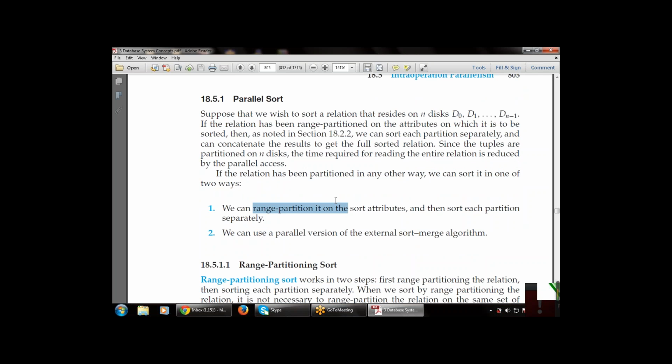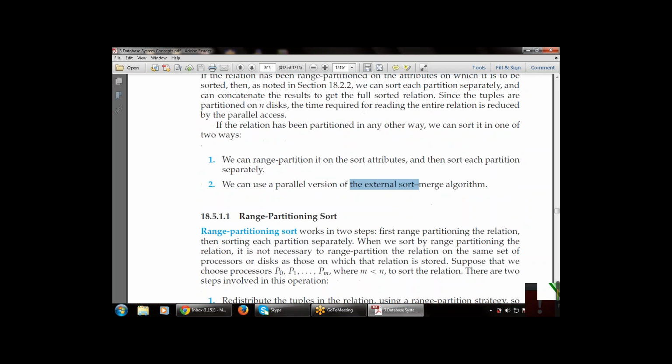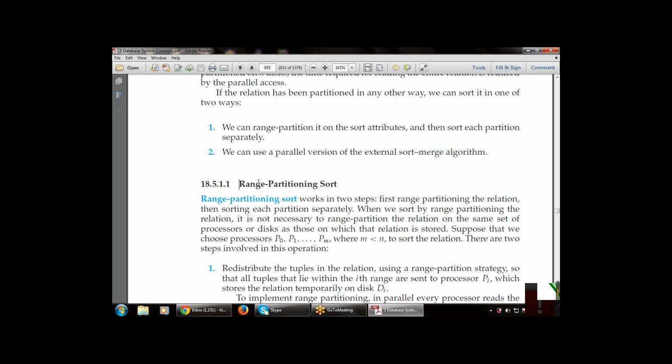We can range partition it on the sort attributes, or we can use parallel versions of the external sort-merge algorithm. Next is range partitioning sort, which works in two steps. First, range partitioning the relation. Then sorting each partition separately.